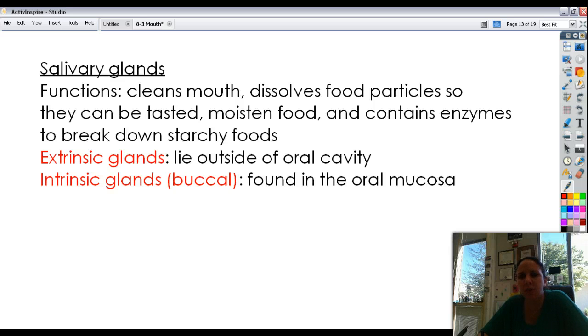The job of your salivary glands is to clean your mouth, dissolve food particles so you can taste them, moisten up your food, moisten, I know you love that word, and to contain enzymes to break down starchy foods. There are 2 types, extrinsic and intrinsic. The extrinsic ones lie outside of the oral cavity. Intrinsic ones, also known as buccal ones, are found in the cheek area in the oral mucosa.